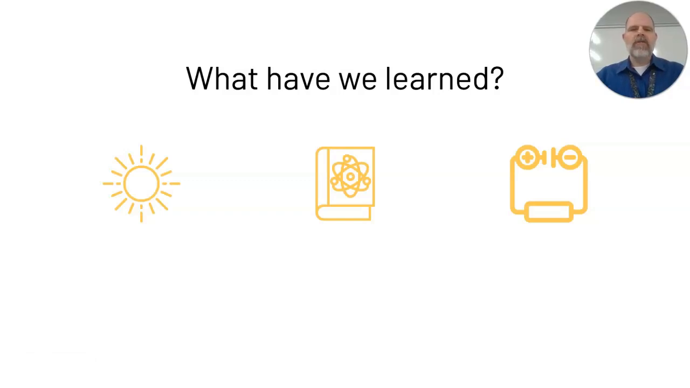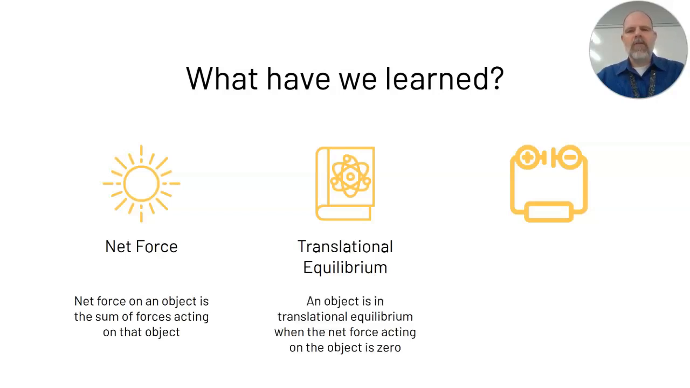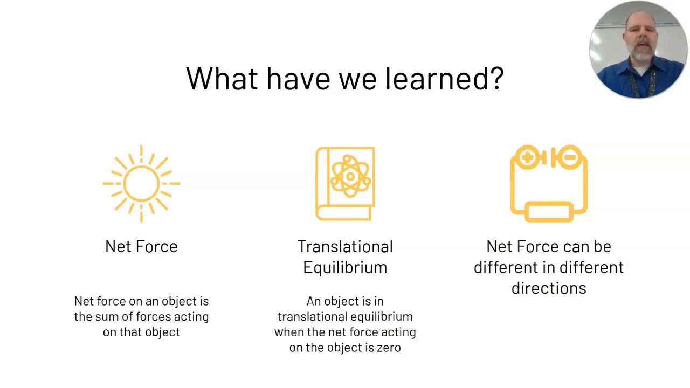Okay, so what have we learned in this video? We learned about the net force. So net force on an object is the sum of the forces acting on that object. We've learned about translational equilibrium. So an object is in translational equilibrium when the net force acting on the object is 0. And we've learned that the net force can be different in different directions. So the net force in the x direction and the y direction can be different.